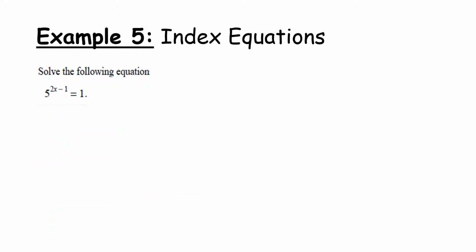So let's take another index equation question and work through it. Again, remember, what we're trying to do in all these index equation questions is get both sides to be the same base. So I have 5 to the power of 2x minus 1 is equal to 1. Again, my focus is going to be getting both sides to be a 5 to a power. Don't forget your laws of indices.